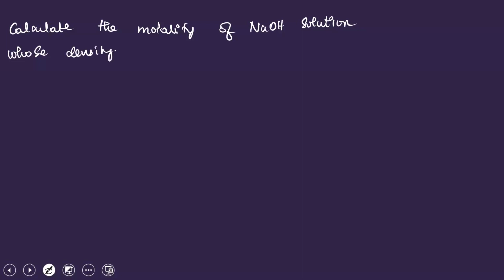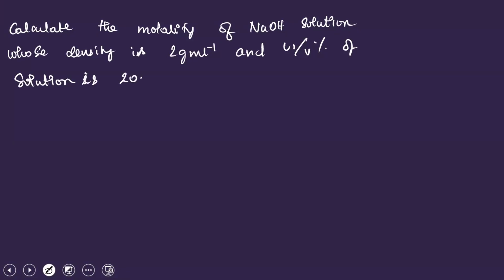Calculate the molality of NaOH solution whose density is 2 gram per milliliter and weight by volume percentage of solution is 20%. Okay, calculate.